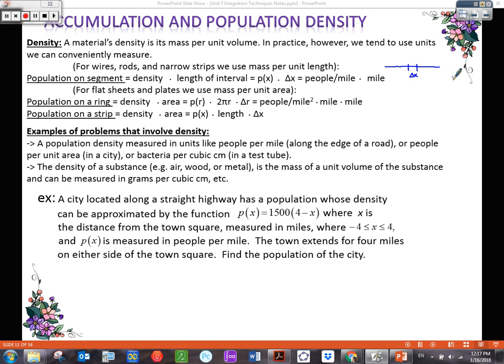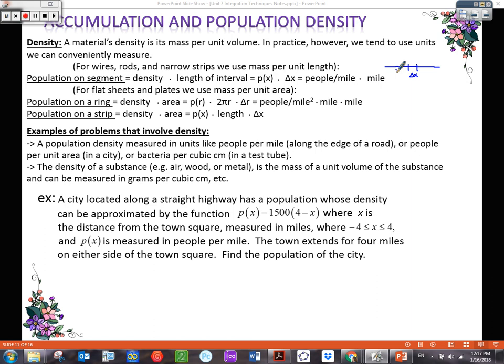Alright, so that's population on a segment. Pretty straightforward. All we do is integrate the density equation. The length of the interval is our delta x, which we learned from our fantastic scary Riemann sums. Delta x is dx. So we would just integrate density. We're good on population on a segment.